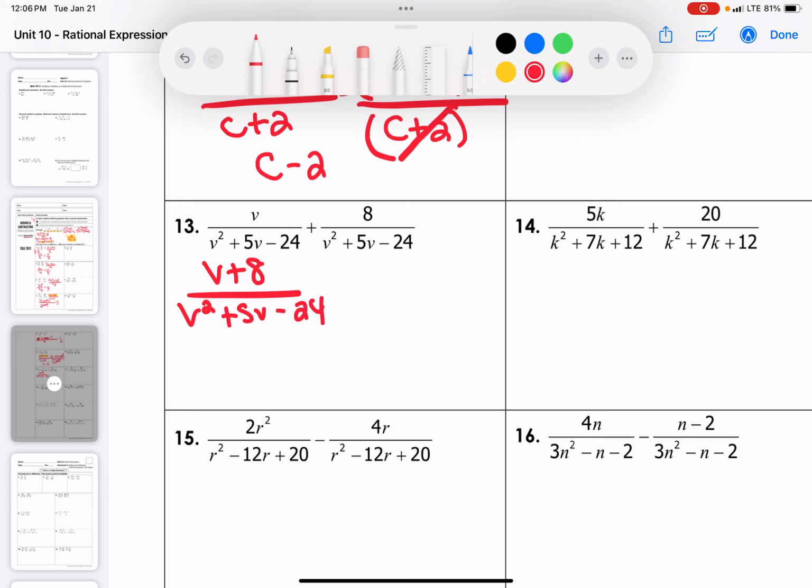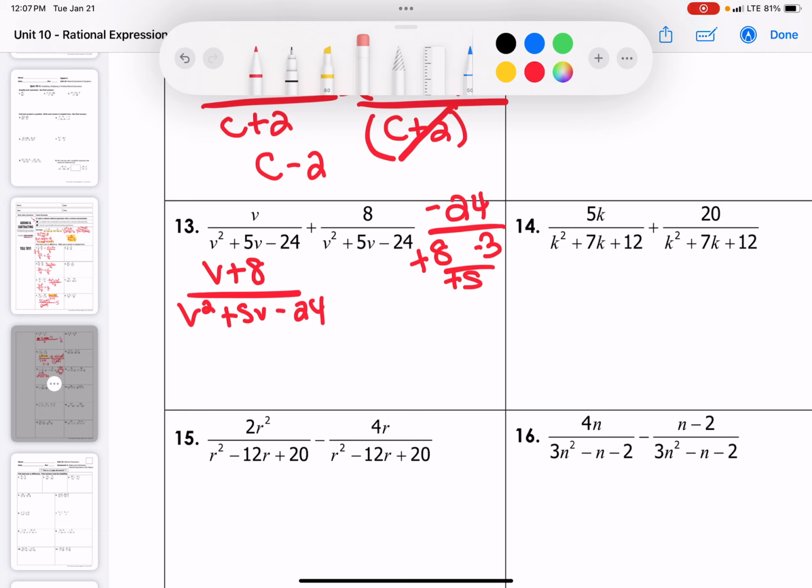I know I got to factor out the denominator. So remember, two numbers that are going to multiply to give us a negative 24, but when we combine them, they give us a positive 5. So what numbers? Looks like it's going to be 8 and 3 somehow. Which one has to be positive and which one has to be negative? It looks like it's going to be positive 8 and negative 3.